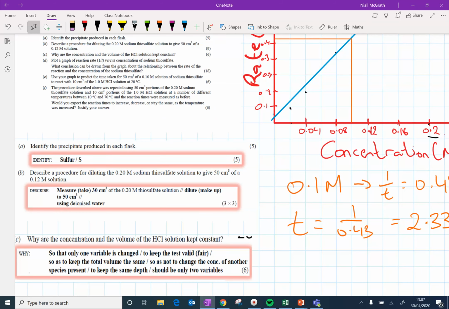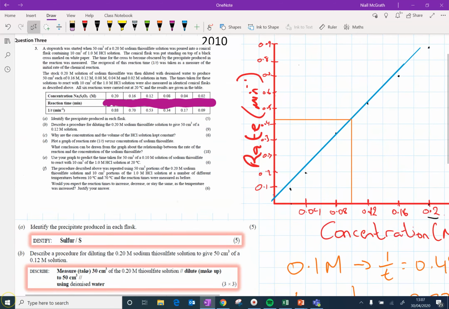For F then, the procedure described above is repeated using those portions at different temperatures. Would you expect the rate of reaction to increase, decrease or stay the same as temperature increased? You would expect that the reaction time would decrease, because more particles would reach your activation energy, so more effective collisions would take place. So the reaction would happen quicker, and therefore your time for the reaction decreases. And that is 2010 question 3.